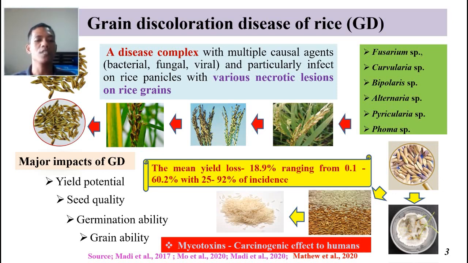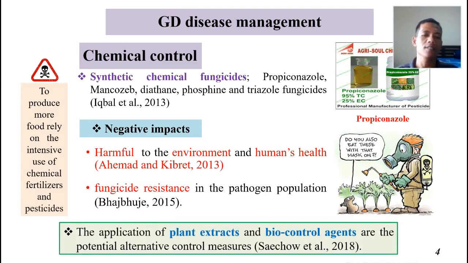It can affect seed potential, seed quality, germination ability, as well as grain quality. If the grain discoloration is infected, the mean yield loss can be 80.9%, ranging from 0.1 to 60.2%. And some fungi are very deleterious because they can produce mycotoxins, which can cause cancer because of their carcinogenic effect on humans.